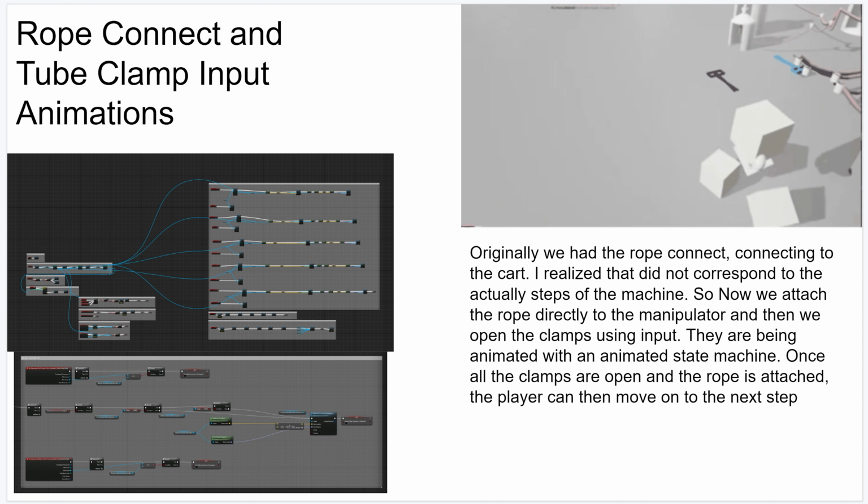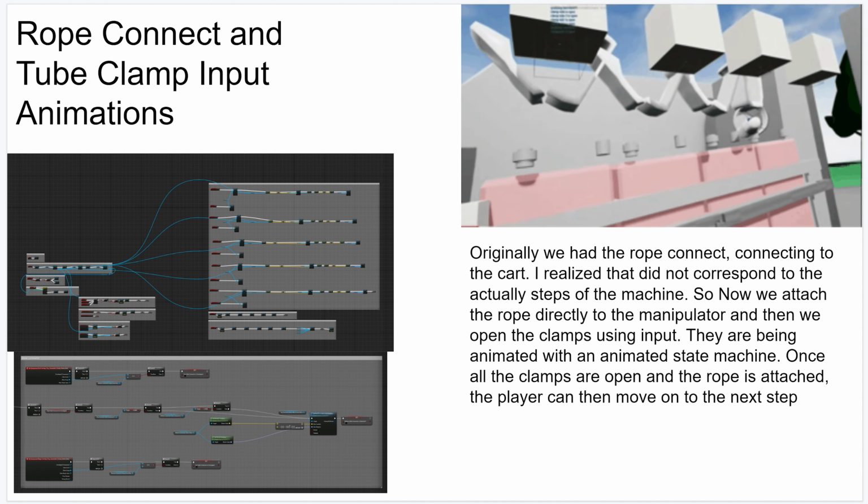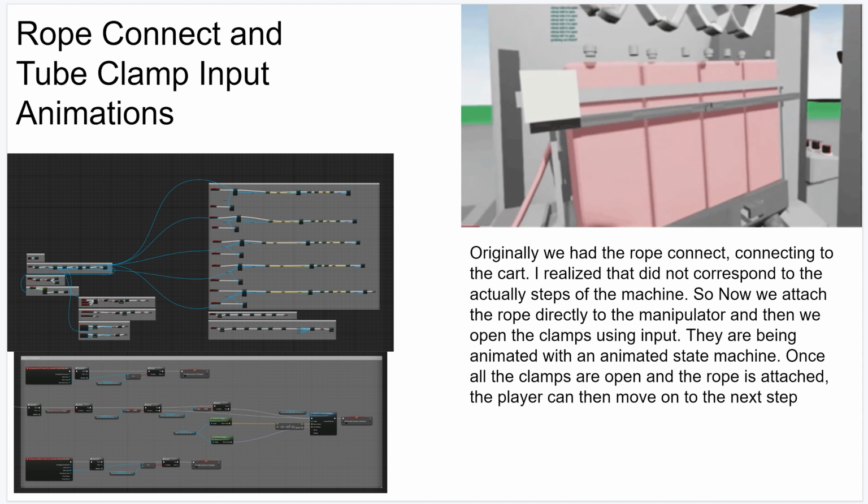This is the rope connect and tube connect input animations. In our mechanic, we need to be able to attach hoses to the machine and also open up each clamp as the cell factories are filling with liquid. The liquid part is not complete due to time constraints, but I will be working on that over the holidays.